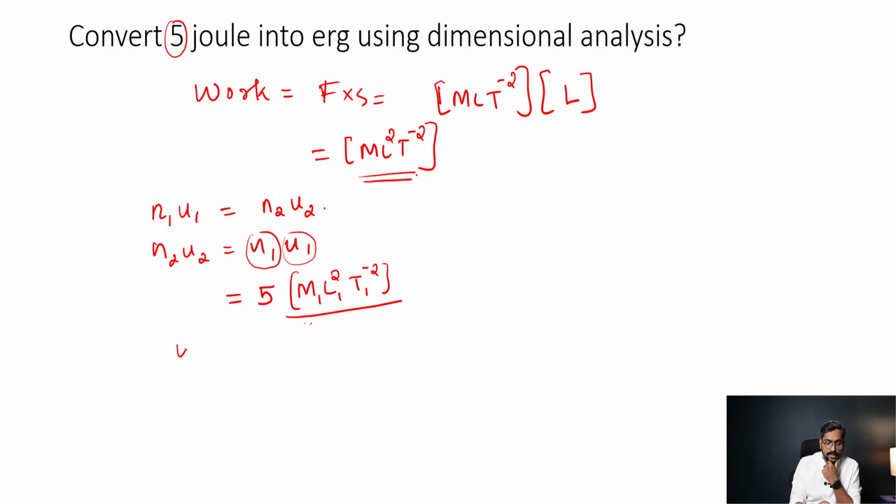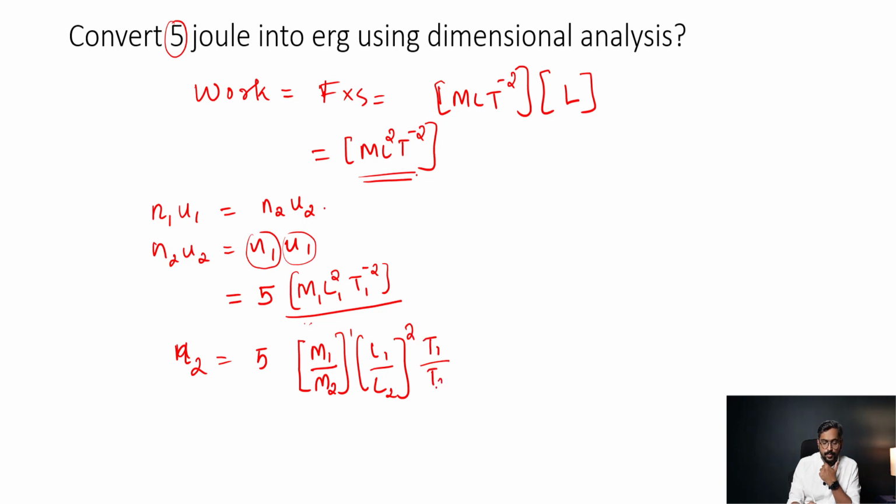Now, if I want to take n2, then that would be 5 into (M1 by M2) raised to 1, (L1 by L2) raised to 2, (T1 by T2) raised to minus 2. This is the case. Now, we need to see that.